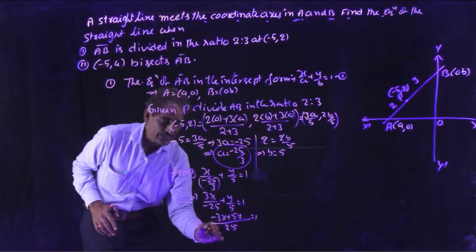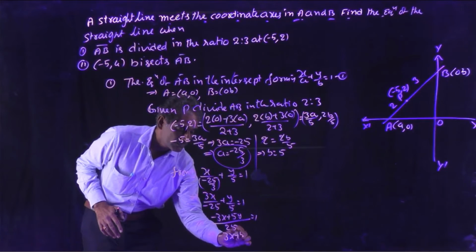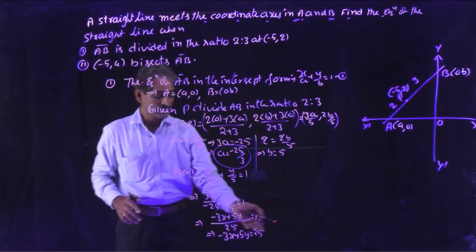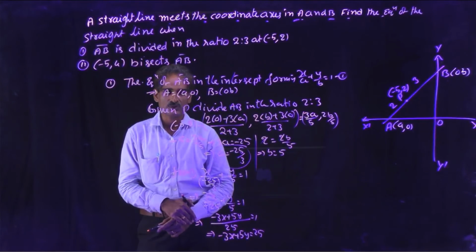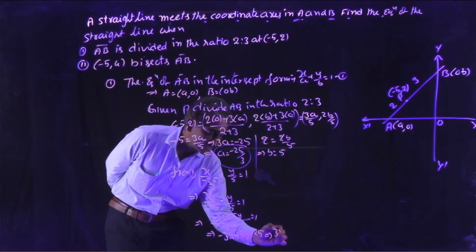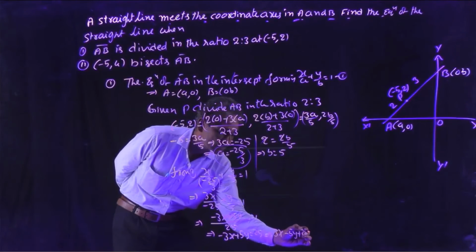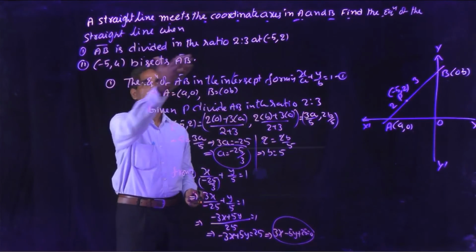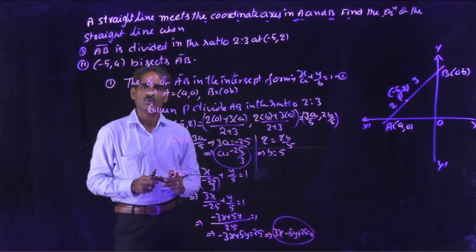From this we can write minus 3x plus 5y is equal to 25. We can also rewrite this equation as 3x minus 5y plus 25 equal to 0. So here we can write 3x minus 5y plus 25 equal to 0. This is the required equation in the case where the point minus 5 comma 2 divides AB in the ratio 2:3.